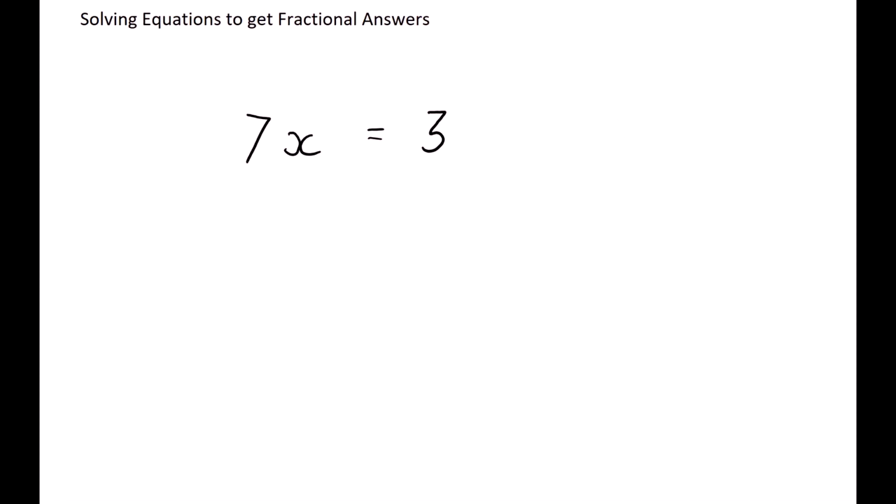This one here, you should see the pattern. We're going to divide both sides by 7. So therefore x is going to be 3 over 7.